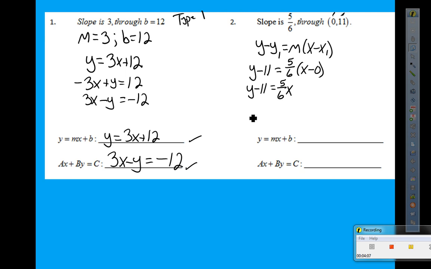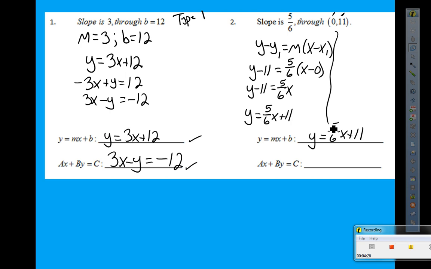And to solve this thing for y, I'm going to add 11 to both sides, so I get 5/6 x plus 11. So in slope-intercept form, y equal 5/6 x plus 11.